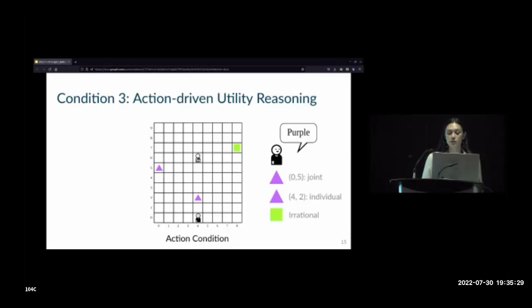So if I'm an individual utility reasoner, I can tell by hovering over the items that the purple triangle at 4,2 is closer to me than the purple triangle at 0,5. However, if I'm thinking about this problem from a joint perspective, I might reason, well, hey, that purple triangle at 4,2 is actually a lot closer to the signaler, so they should have gotten it themselves. And in that case, you might choose 0,5.